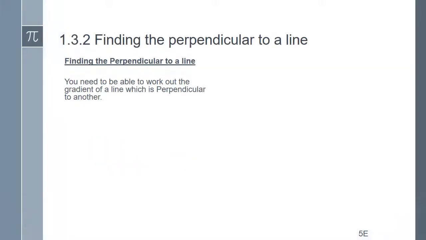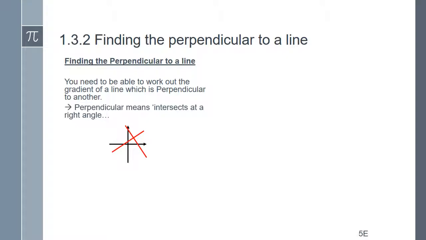Video 3 of coordinate geometry in the XY plane, finding the perpendicular to a line. In this lecture we're going to find out the gradient of a line which is perpendicular to another. Perpendicular, as I'm sure you remember from GCSE, means intersect at a right angle.